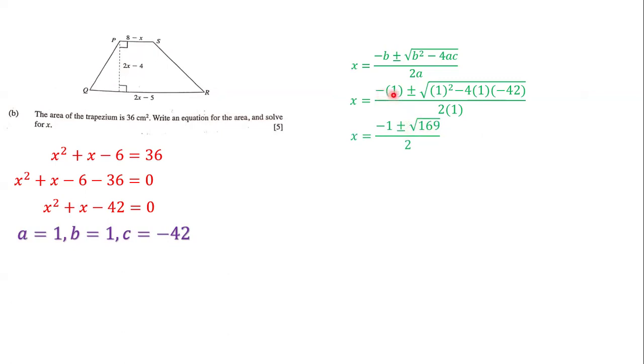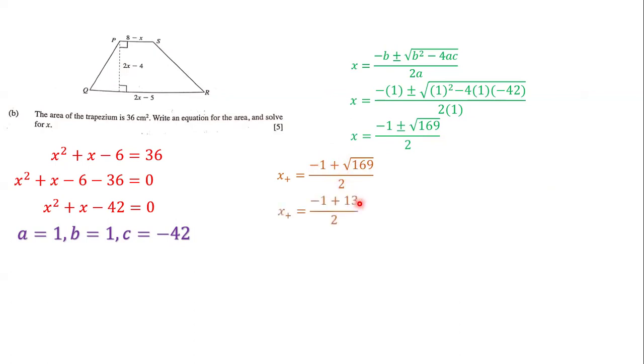And we have negative 1, so we put negative 1 here, plus or minus, all over 2 times 1. 2 times 1 is 2. So x is equal to negative 1 plus or minus the square root of 169, all over 2. So let's do x positive. X positive just means that we're going to use a positive sign in between these two terms. So we have negative 1 plus the square root of 169, divided by 2.